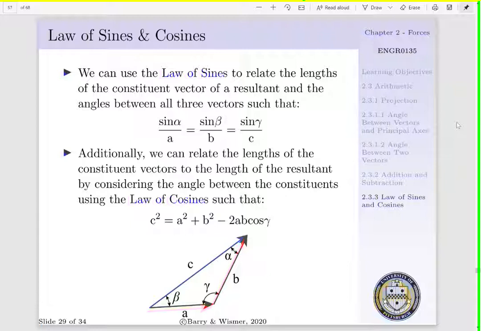Additionally, we can relate the lengths of the constituent vectors to the length of the resultant by considering the angle between our two constituent vectors A and B, i.e. gamma, using the law of cosines, such that c squared is equal to a squared plus b squared minus 2ab cosine gamma. And you can click the hyperlink to read more.